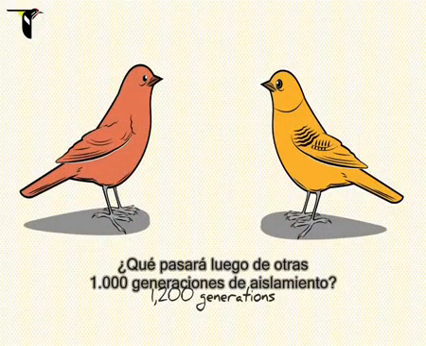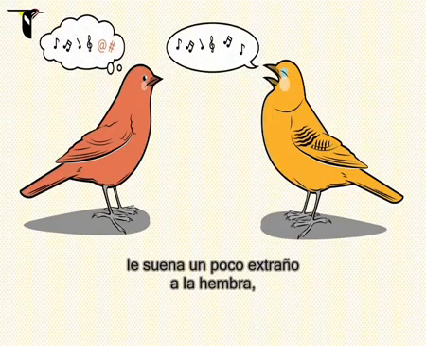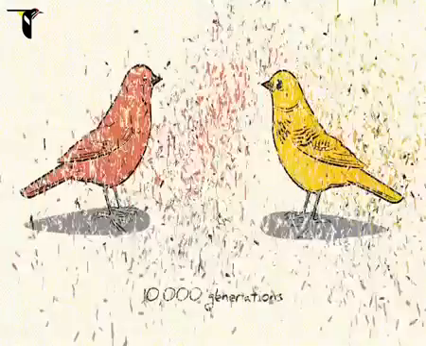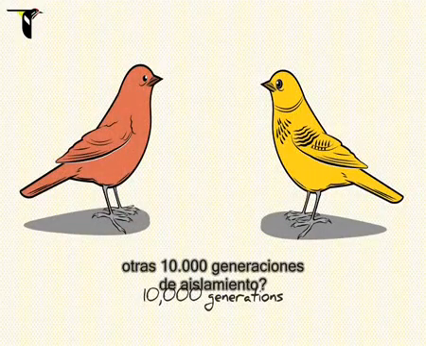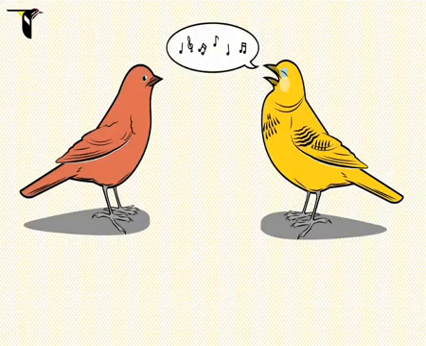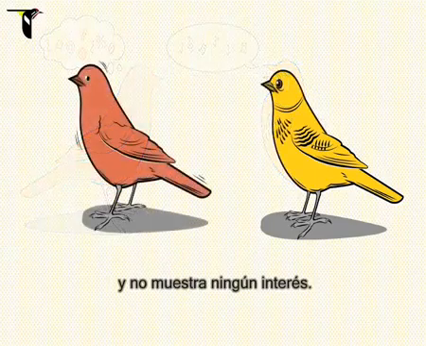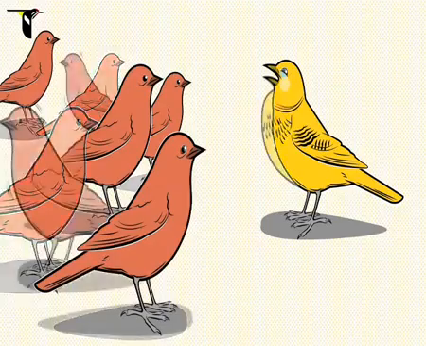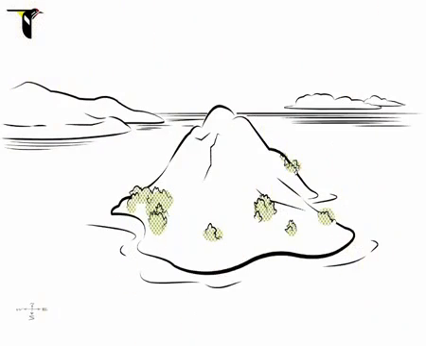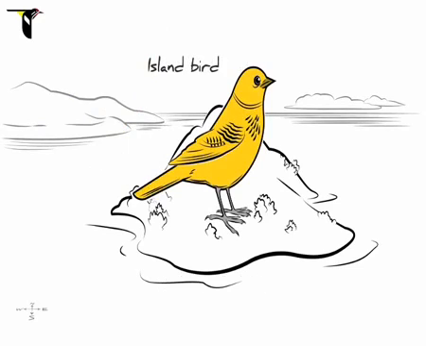How about after another 1,000 generations of isolation? Now, the female finds this island male's song a bit strange, but she still chooses to mate with him. What if we fast forward again to 10,000 generations of isolation? This time, the female doesn't even recognize the male song and is completely uninterested. If this female's mating preferences are widespread in the population, we now have two bona fide species, mainland and island.